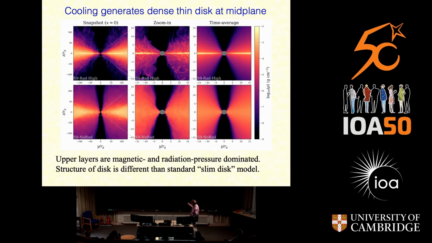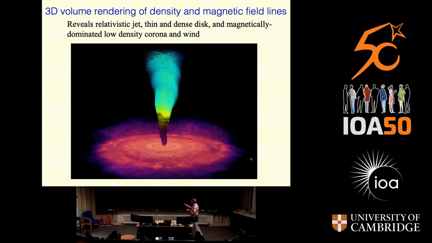And so the basic structure of these radiation-dominated disks is turning out to be somewhat different than we expected from so-called slim disk models, for example. Understanding exactly what that structure is has been made possible now through these sorts of calculations. I like this image not because it's going to tell you anything new. It's a 3D rendering, but it's just a nice image.